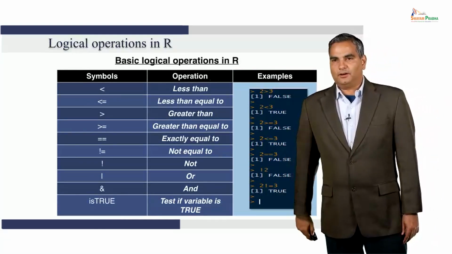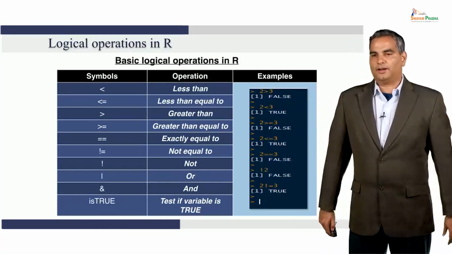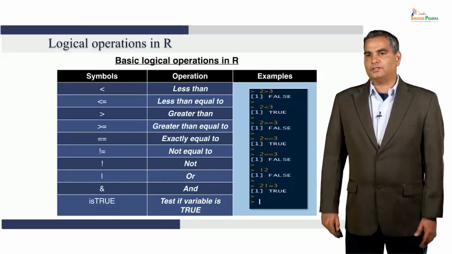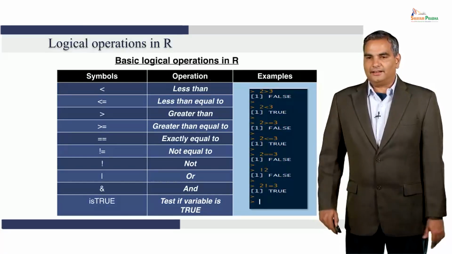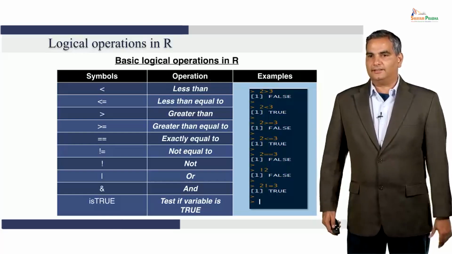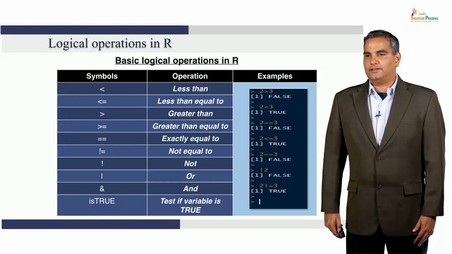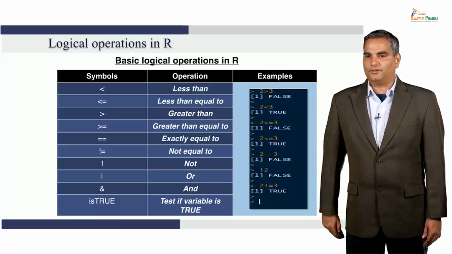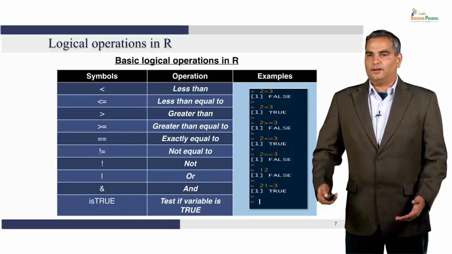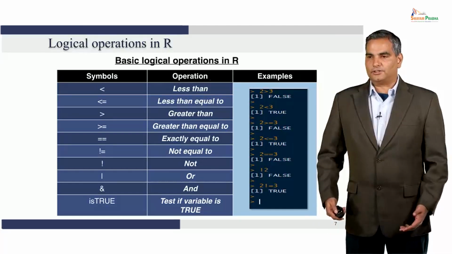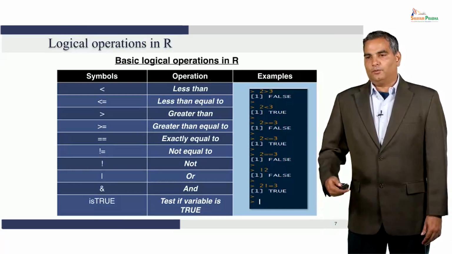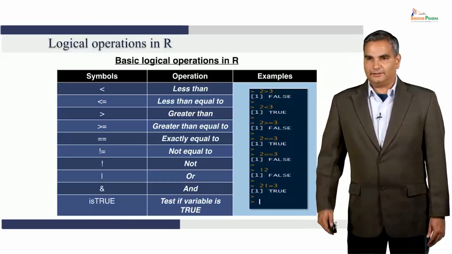Other than the arithmetic operations, most of the programming in data analytics would require logical operations, and the standard logical operations such as less than, equal to, and so on are rather self-evident. And as you see, you have a less than sign for less than, equal to sign for less than equal to, and so on. So there are a list of logical operations that one could do in R when one does data analytics operations.